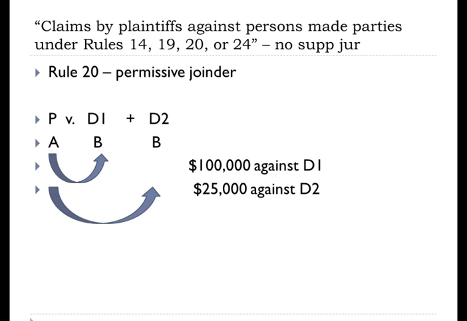Is the wannabe claim a claim by a plaintiff against a person made party under Rule 20? Well, yes, it is. Therefore, because we don't meet the amount in controversy in the wannabe claim, so it couldn't be brought into federal district court on its own, there is no supplemental jurisdiction over the wannabe claim.